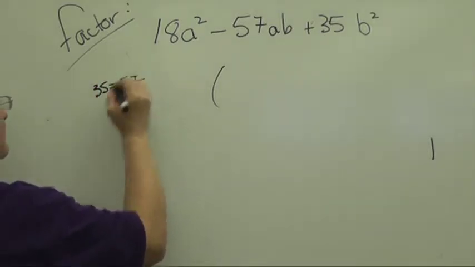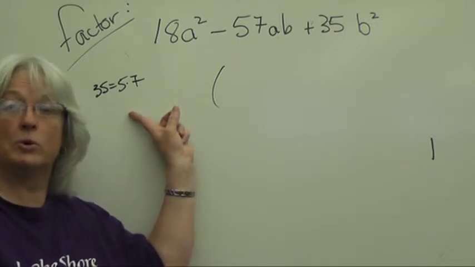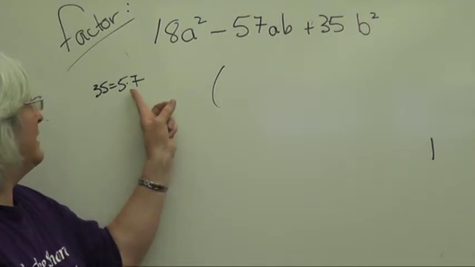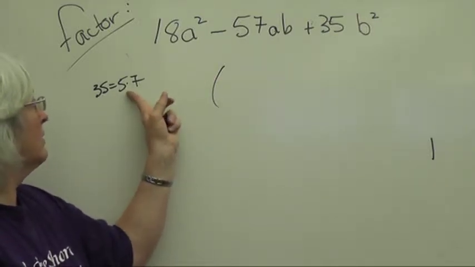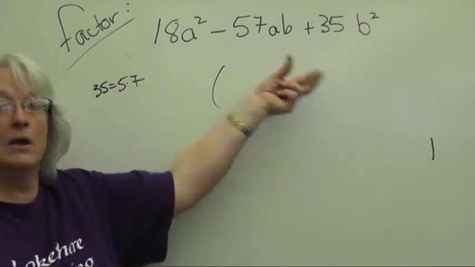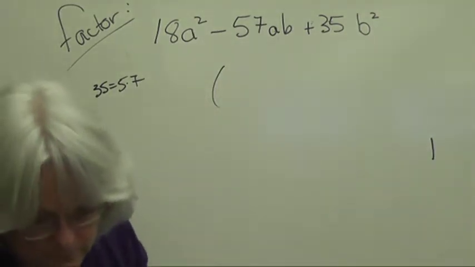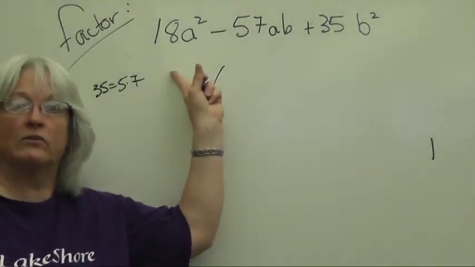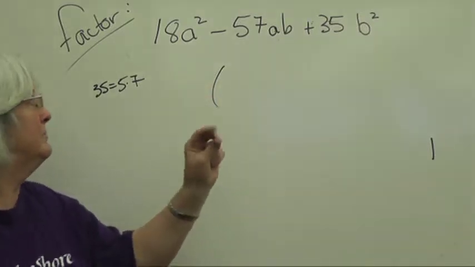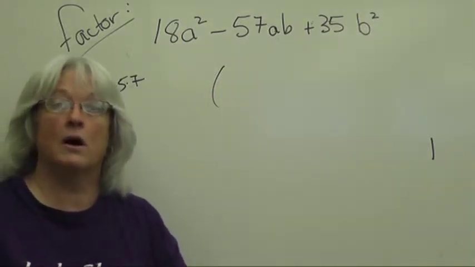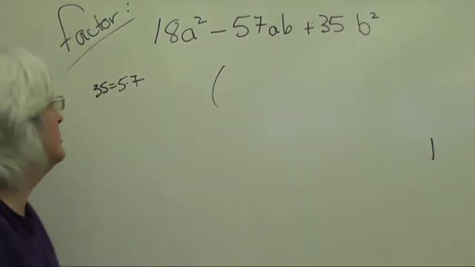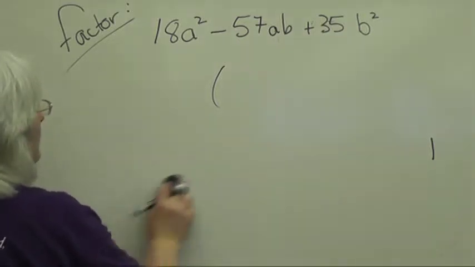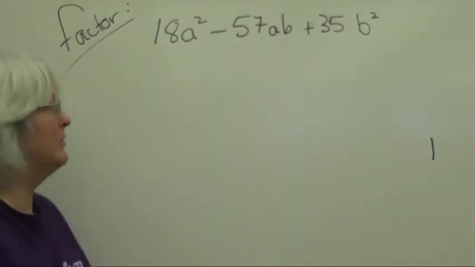35 is equal to 5 times 7. Both of these numbers are prime numbers. So if I have a factor of 7 in common or a factor of 5 in common, then I can go ahead and pull out that common factor. Well, let's look here. Is 5 or 7 a factor of 18? No. That means that there are no common monomial factors in this problem which you can pull out, which means that your factoring is going to be a little bit more complicated. No common monomial factor.